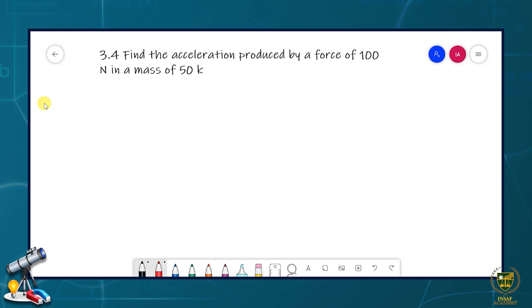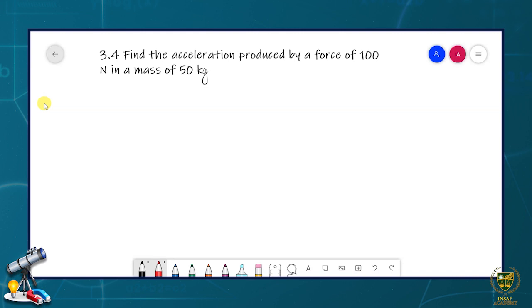Numerical number 3.4. Find the acceleration produced by a force of 100 Newton in a mass of 50 kilogram. So it is basically kilogram. So a mass है 50 किलोग्राम का और वहां पर फोर्स एक्ट कर रही है 100 न्यूटन की. तो आपने फाइंड करना है कि इस केस में एक्सेलरेशन कितना प्रोड्यूस होगा.